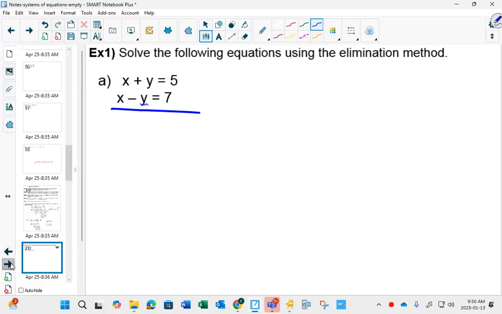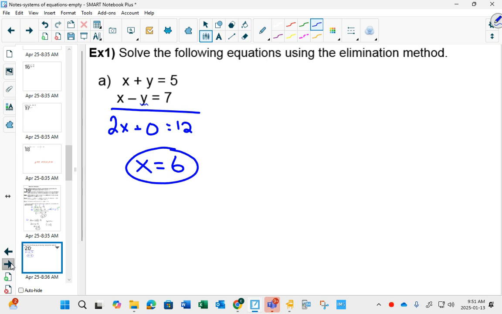Because now, if I add these two equations together and add my like terms, x plus x will be 2x. And y plus a negative y will be 0, and 7 plus 5 is 12, and we eliminated the y. And once you've eliminated the y, now this is just a grade 9 question. How hard is it to solve for x, to get x by itself? All I'd have to do is divide both sides by 2, and I get x equals 6.